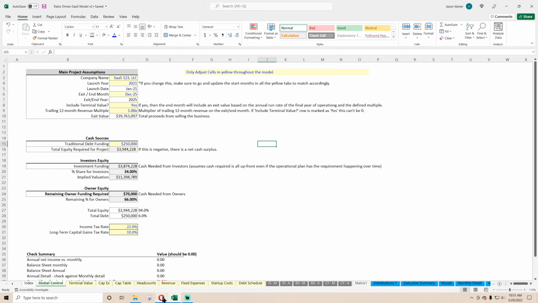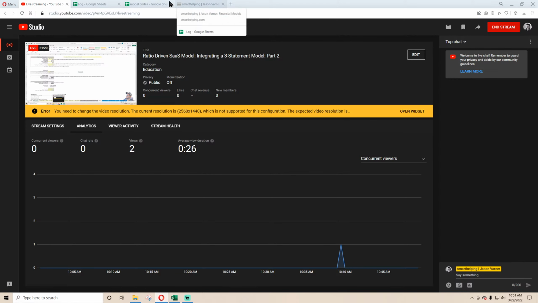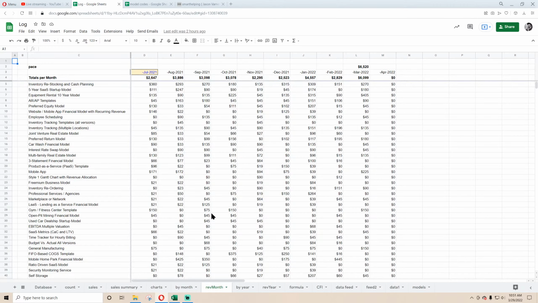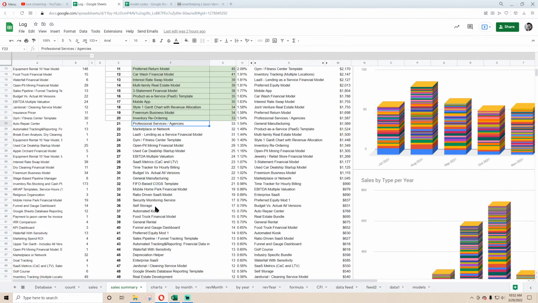Next week, so this is ratio SaaS. Next week, what am I doing here? We're looking at mobile home park, ratio SaaS, security monitoring service, and that should be another one that's pretty straightforward. The self-storage one I don't think I'll do because that's an equity only model and it's got all kinds of complexity. It's basically to do 6 different funds, showing an investor moving from fund to fund, and it has complex joint venture waterfalls and all that. So this is not going to be integrated. No need to do that. And then we'll do automated kiosk, food truck, general rental. This will be a big one to do. That'll be a tough one, and we'll just keep going down until we finish all the startup models.